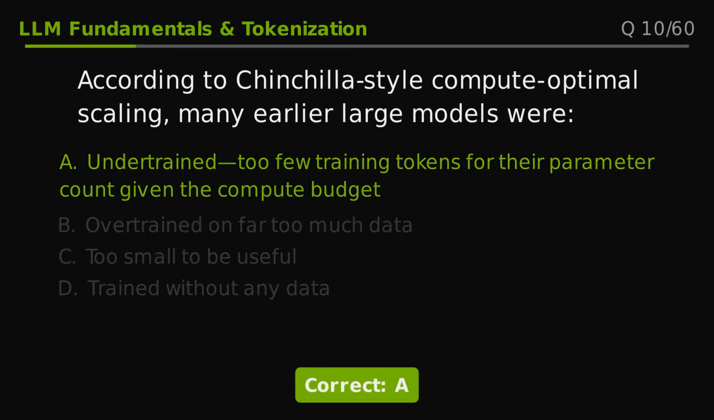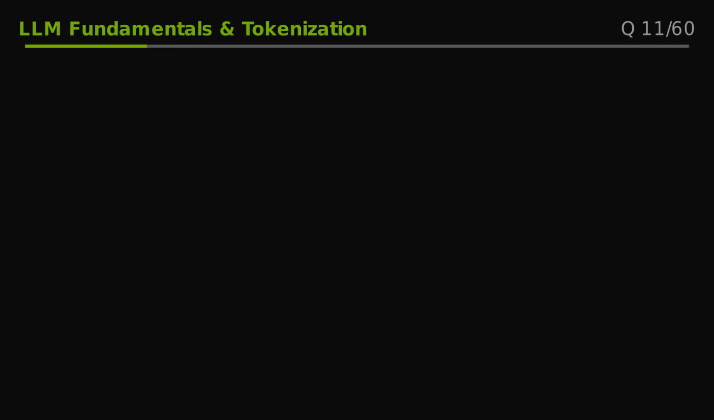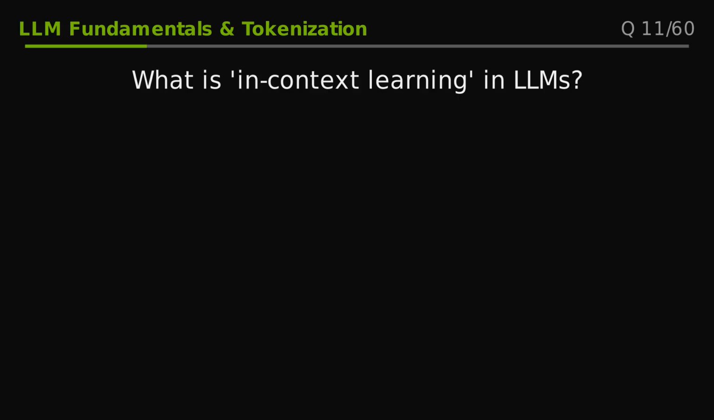The correct answer is B. Chinchilla showed that for a fixed compute budget, parameters and training tokens should scale together. Many prior models were too large and trained on too few tokens, undertrained. Question 11. What is in-context learning?